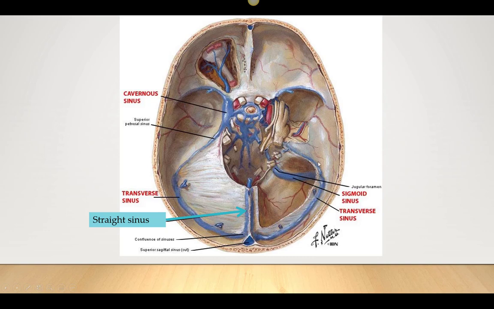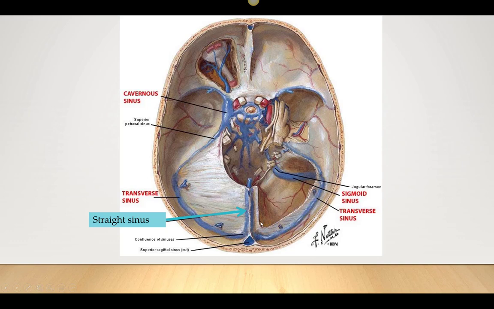So anyhow, in this view, this is another good view that you see the straight sinus. Pay attention, this is the straight sinus. In some pictures by mistake they may have mentioned that as the occipital sinus. As you see here, you have the membrane of the dura here, that is the tentorium cerebelli, and you have the straight sinus here.